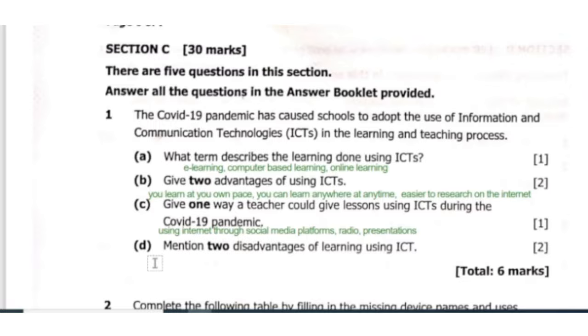Then we come here. Question D is: mention two disadvantages of learning using ICT. There is nothing that has only positives without negatives. So using the internet and ICT for delivering lessons has also come with some repercussions. Let me write some of the disadvantages down here.